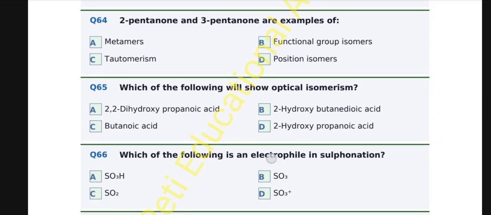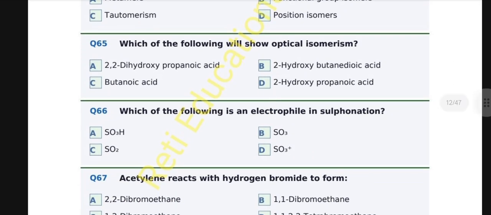Question number 65. Which of the following will show optical isomerism? And the correct option is D. 2-hydroxypropanoic acid. Question number 66. Which of the following is an electrophile in sulfonation?